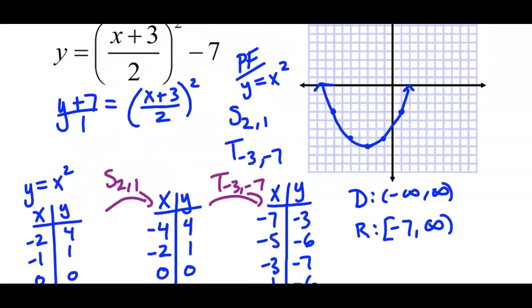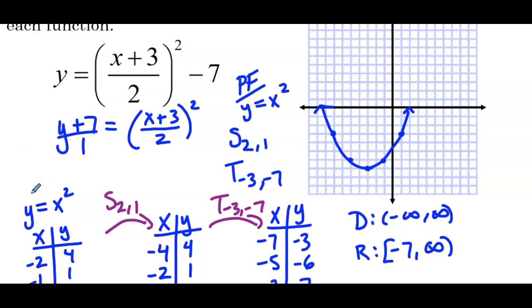Okay, so really this comes down to, can we identify the transformations? If we can do that, create a table of values for our parent function, apply the transformations in the correct order, and then plot our points.